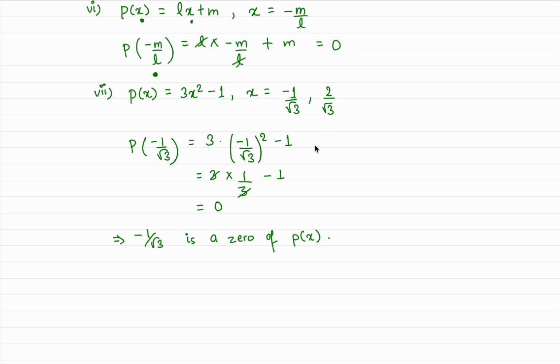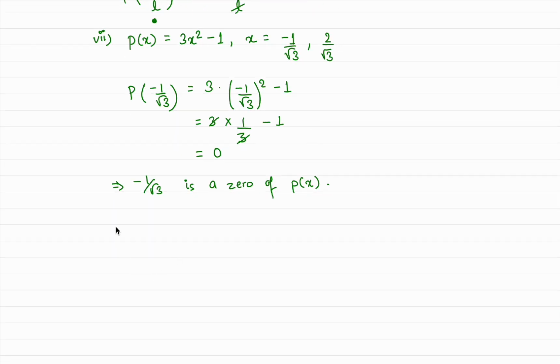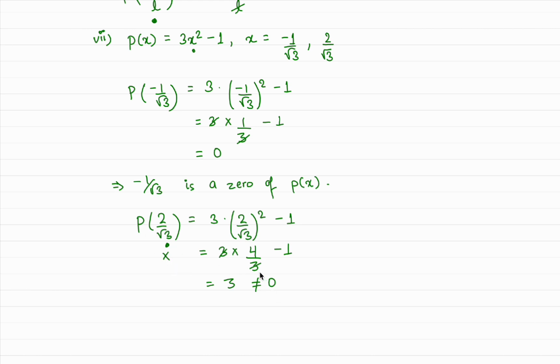What about 2 over root 3? Let's put that number as well. So we have p(2 over root 3) equals 3 times 2 over root 3 whole squared, minus 1. This is going to give us 3 times 2 squared is 4, root 3 squared is 3, minus 1. The 3s cancel, 4 minus 1 is 3, and this is not 0, so this is not a 0 of our polynomial. Only when the answer is 0, it's a 0, right? So 2 over root 3 is not a 0 of the given polynomial.